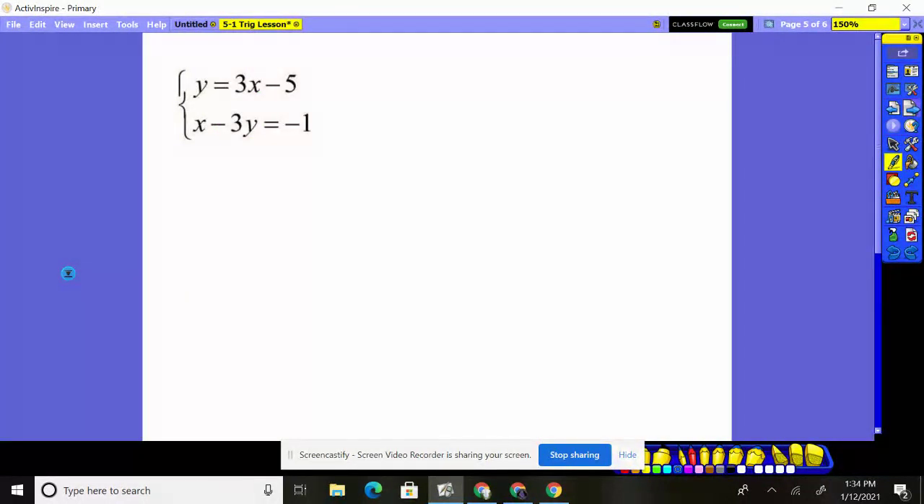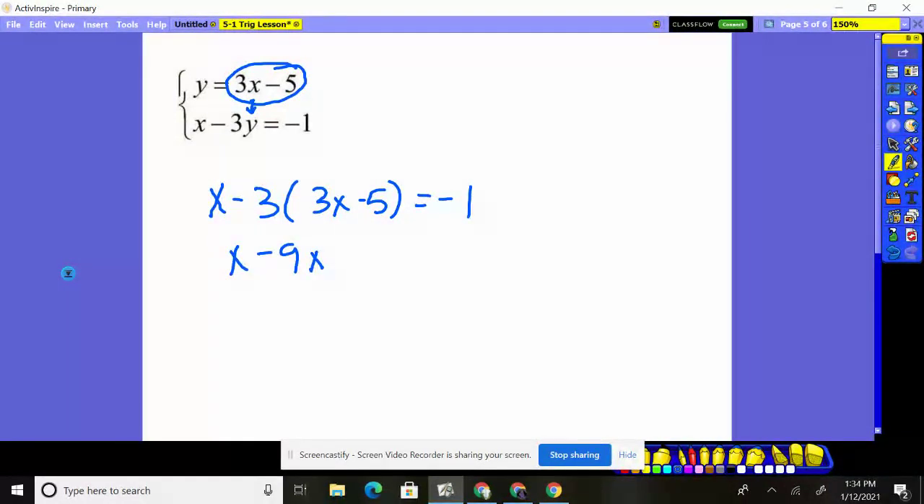System of equations starts off y equals, boom, I'm going to use substitution. I'm going to plug 3x minus 5 into the y below. So we have x minus 3 times (3x minus 5), and that equals negative 1. I distribute my 3 through. That gives me negative 9x plus 15 equals negative 1. That gives me negative 8x plus 15 is negative 1.